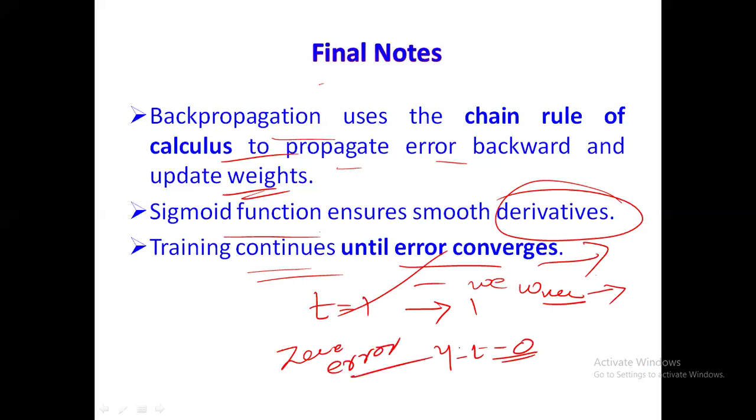So until we get zero error, we are sending forward and backward using the backpropagation algorithm. So in this way, the backpropagation algorithm is used to find out the output in the multi-layer perceptron. Hope everyone understood the basic concepts about backpropagation. The remaining things we'll discuss in detail in the next lecture.